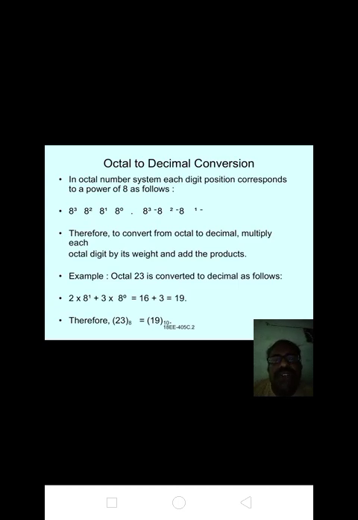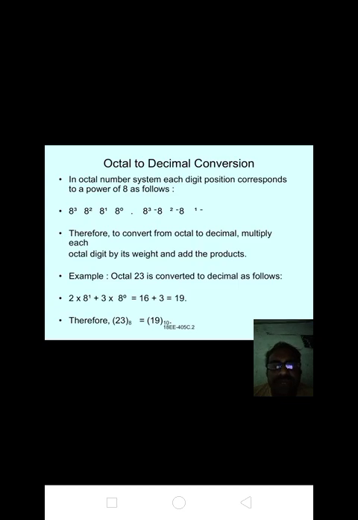Octal to decimal conversion. In the octal number system, each digit position corresponds to a power of 8 as follows: 8 power 0, 8 power 1, 8 power 2, 8 power 3. After the point, here some mistake is there, you take 8 power minus 1, 8 power minus 2, 8 power minus 3.